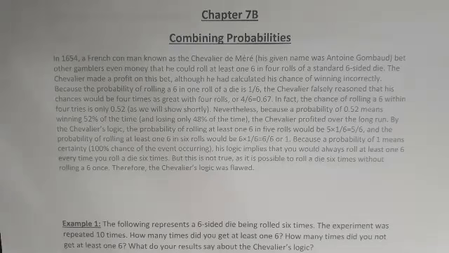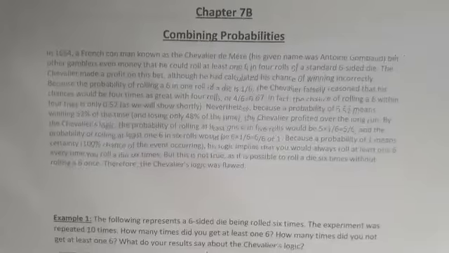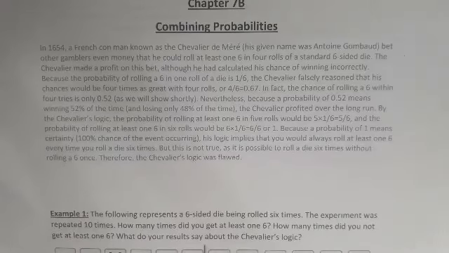Welcome back, Contemporary Math. We are in chapter 7b. This section is about combining probabilities. They start off with a sort of anecdotal, historical example. They open up with that and they kind of end with it. It describes an error this guy makes. Basically, they open up with that story, and then we're going to go into combining probabilities.